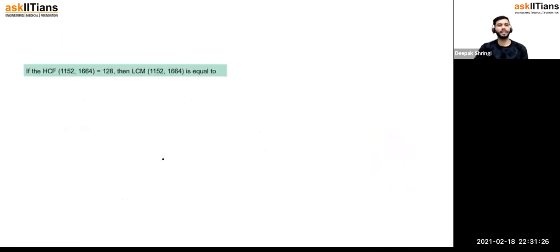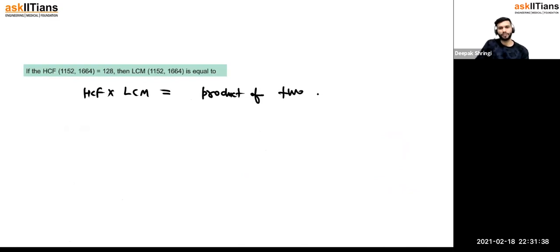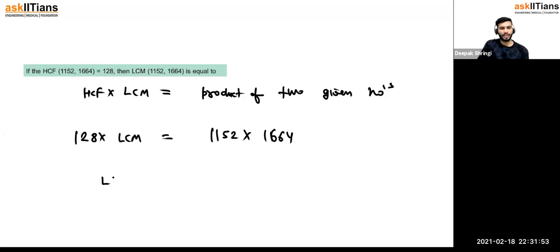Next question, guys. The HCF of two numbers is given to you, you have to find the LCM. What we just learned is that HCF into LCM is equal to the product of two numbers, right? That was the first property. Two given numbers, I'll write. What is the HCF? It is 128. LCM, I don't know. What is the product? 1152 into 1664, right, guys? So what is going to be the LCM? It's going to be 1152 into 1664 divided by 128, right? Divide. So look, this is what we get.